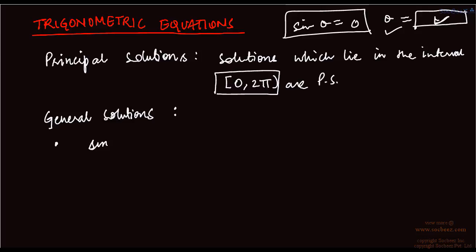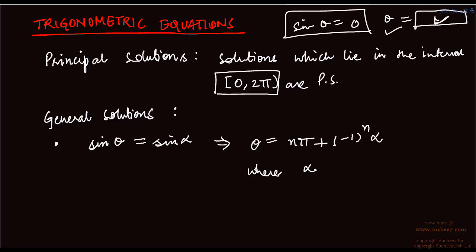Then you have general solutions. If sine theta is equal to sine alpha, like sine of 45 is given as sine alpha, then theta will be n pi plus minus 1 to the power n alpha, where alpha belongs to, of course, the first quadrant, minus pi by 2 to plus pi by 2, and n belongs to integers.